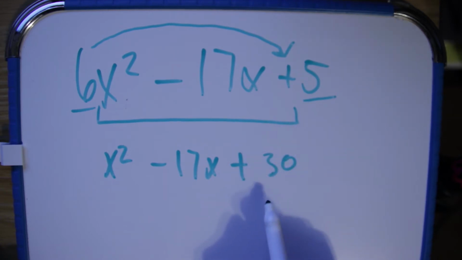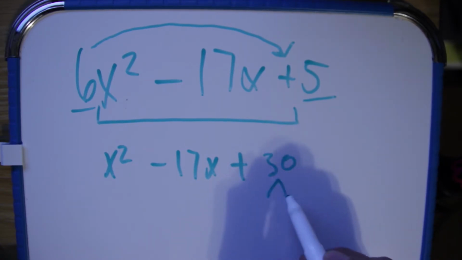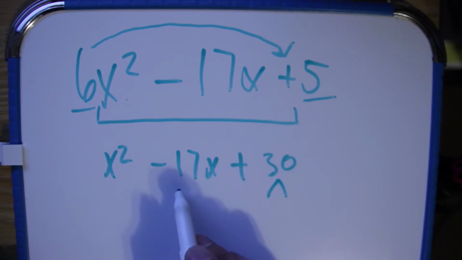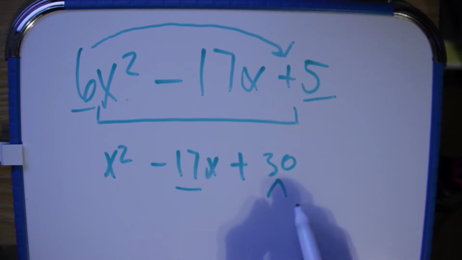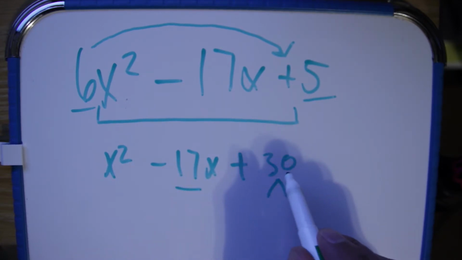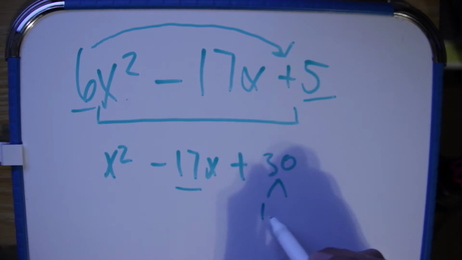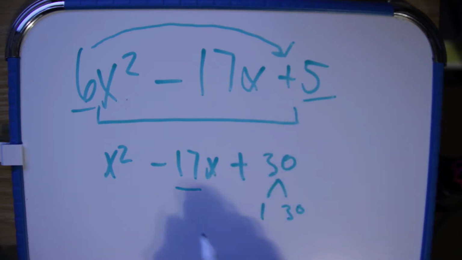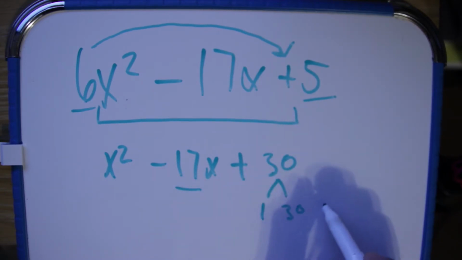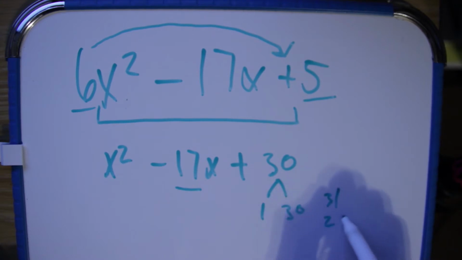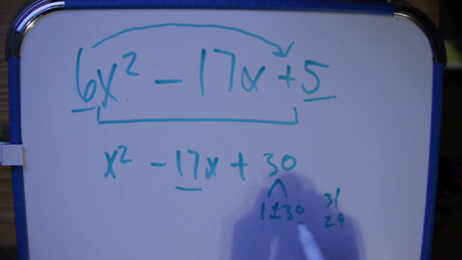So we have to come up with two factors of 30 that when you add them together will equal 17. When you multiply them together, it will equal 30. So you could do 1 and 30, but that only gets you either 31 or 29. Remember, you're going to either plus them or minus them.